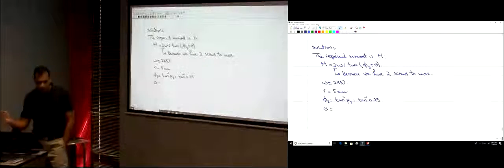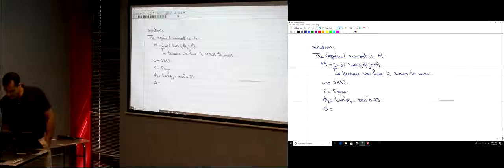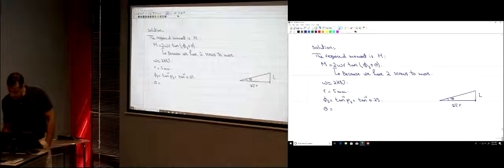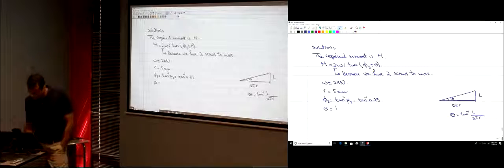Theta. Do you have theta? We can find theta, the angle of the threads. The lead and 2 pi r here. That's the angle theta. So theta is tan inverse of L divided by 2 pi r.